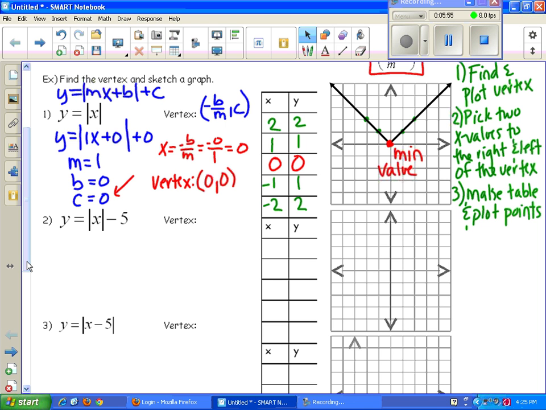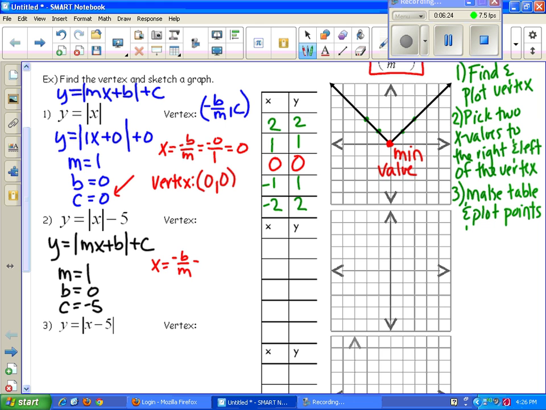So looking at graph number 2, we again first want to find our vertex. So I'm going to use the equation y equals absolute value of mx plus b, and plus c on the outside. So now for this equation, my m is 1 because in front of the x we have a 1, we just don't write it. My b, we don't have one, so it's 0, and my c now is equal to negative 5. So my vertex, the x coordinate, to find it, I do x equals negative b over m, which in this case is negative 0 over 1, which is just equal to 0. My c value is negative 5, so my vertex in this case is 0, negative 5.